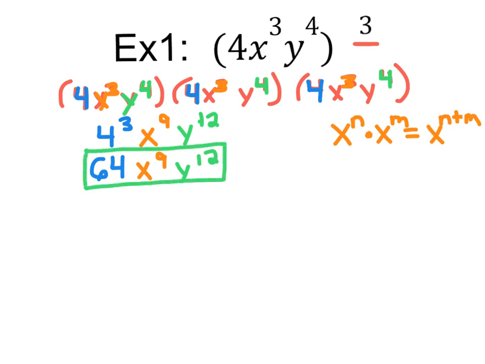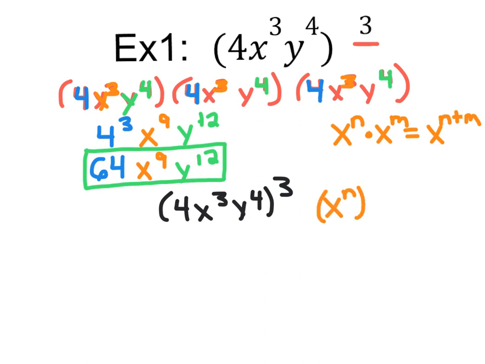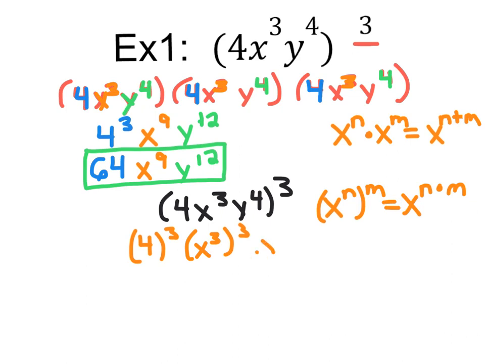We could also look at using the product to a power rule, which is 4x to the 3rd, y to the 4th, cubed. And recall that whenever we raise something to another power, we multiply those exponents. So we could break this down to its factors. We could take 4 and cube it, x cubed and cube it, and y to the 4th cubed.